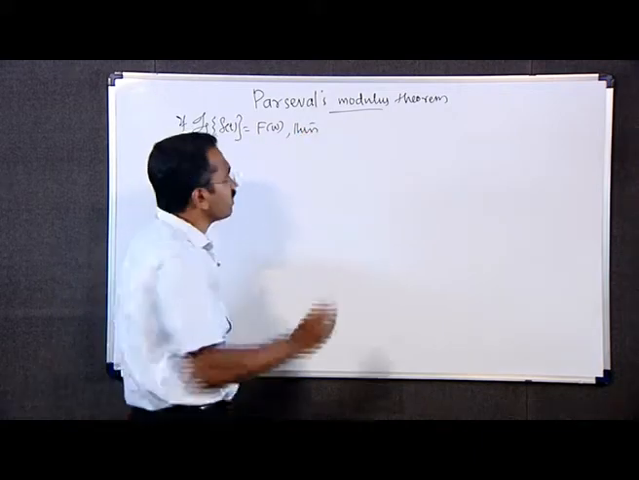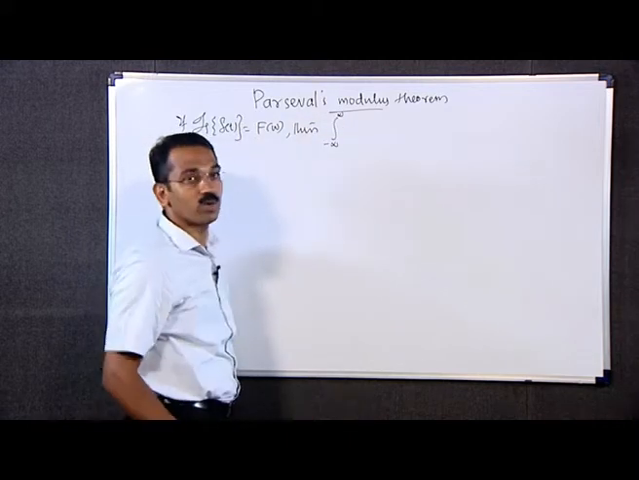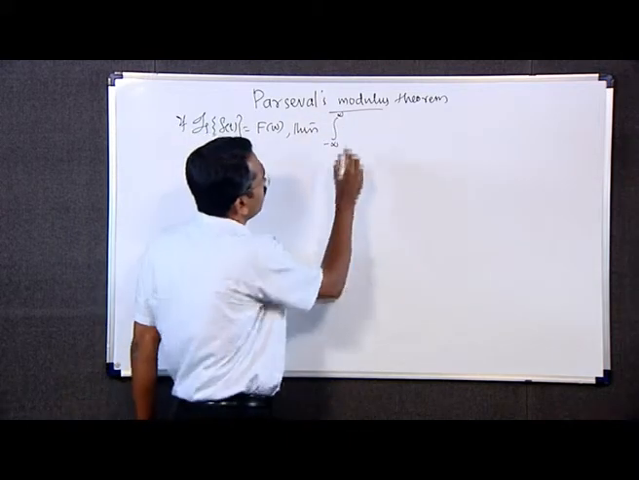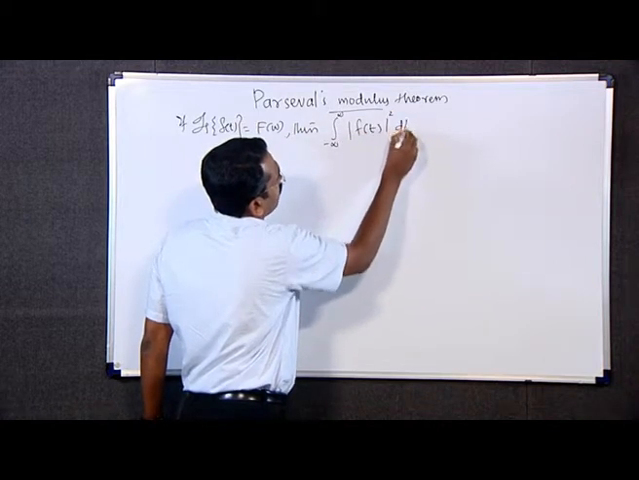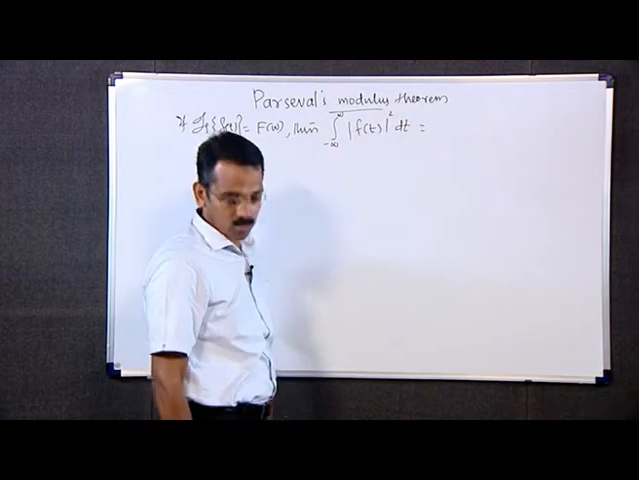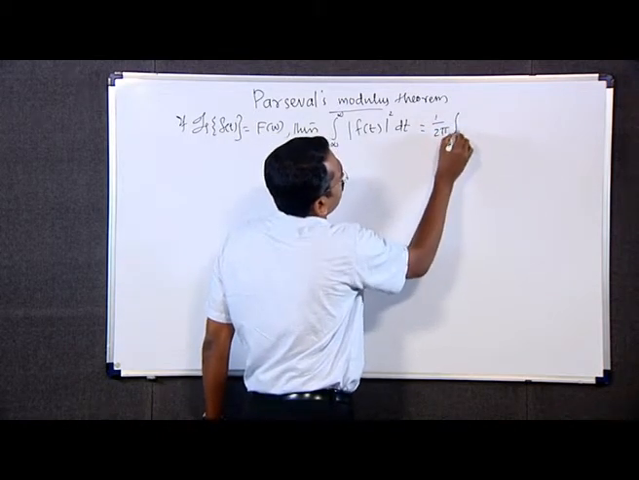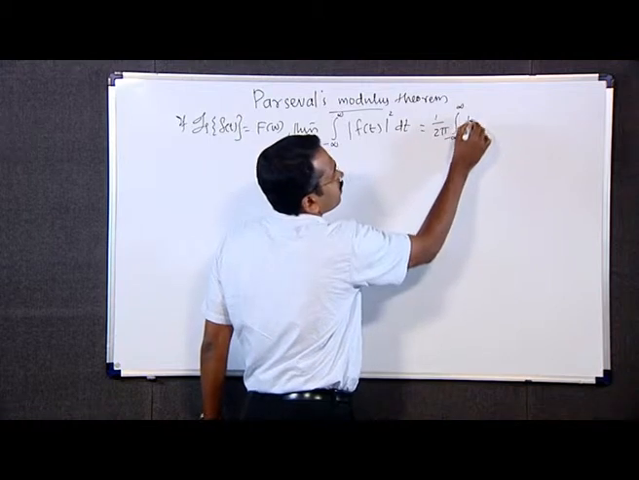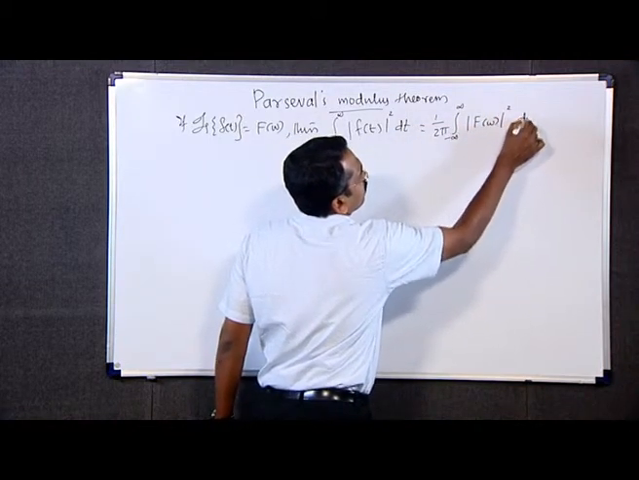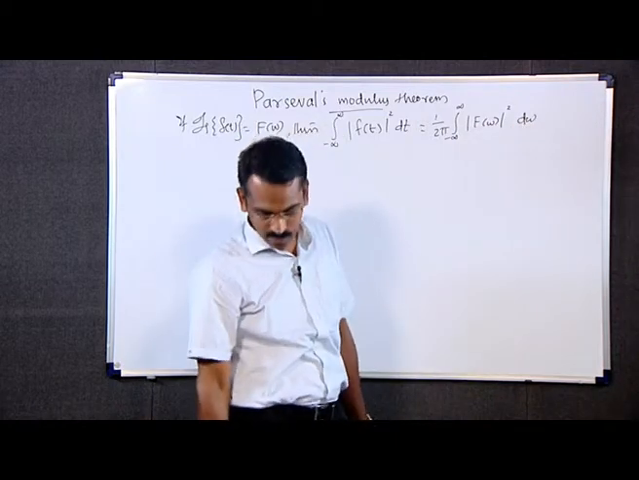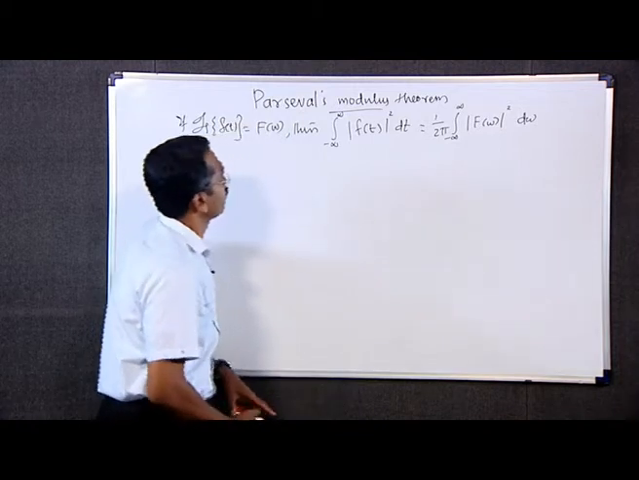we can write integral from minus infinity to infinity modulus of f of t the whole square dt is equal to 1 by 2 pi into integral from minus infinity to infinity modulus of F of omega the whole square d omega. This is the Parseval's theorem for Fourier transforms.